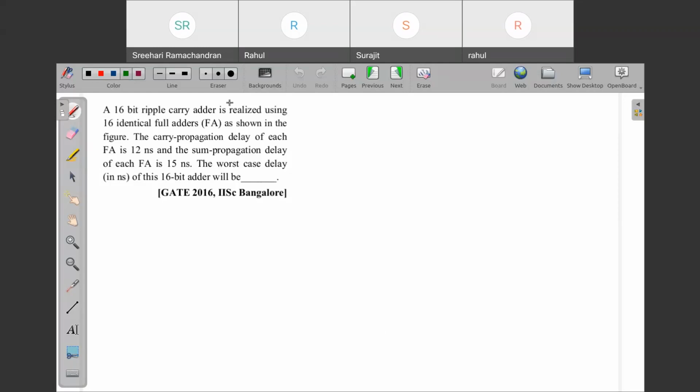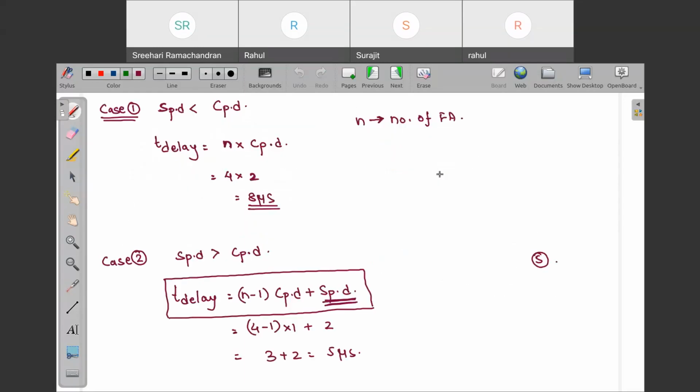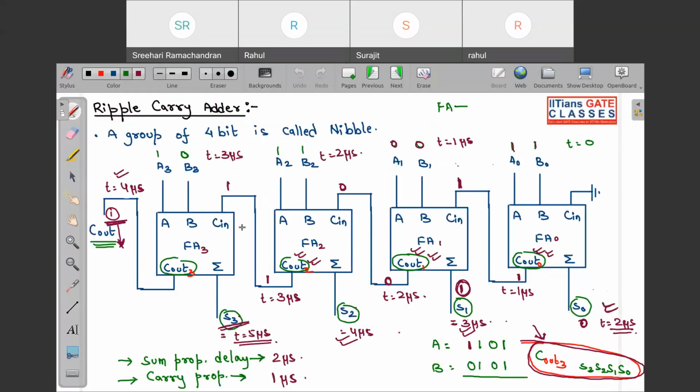A 16-bit ripple carry adder is realized using 16 identical full adders as shown in the figure. The carry propagation delay is equal to 12 nanoseconds, and the sum propagation delay is equal to 15 nanoseconds. They are asking what the worst case delay will be. Worst case delay means that each of the full adders is suffering from delay. I should have told you that all the full adders are suffering from delay.